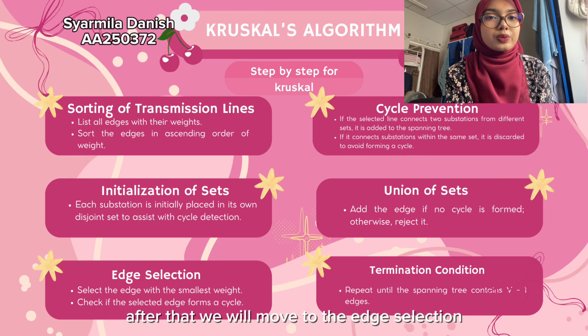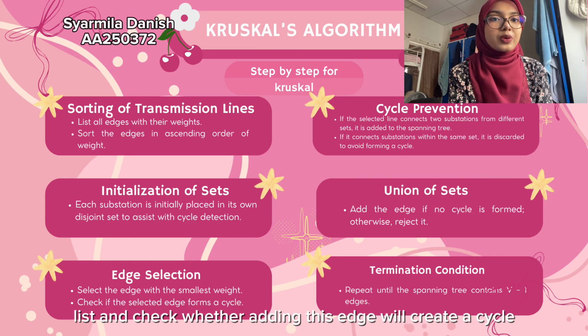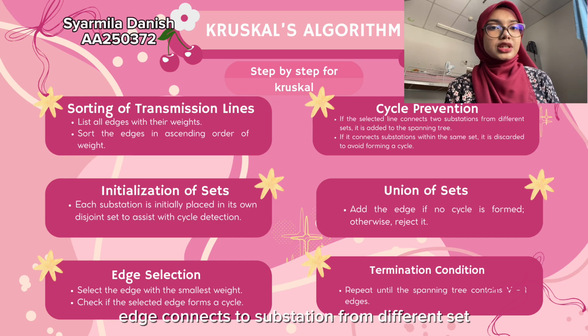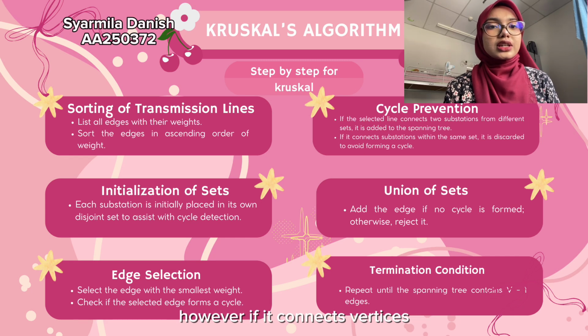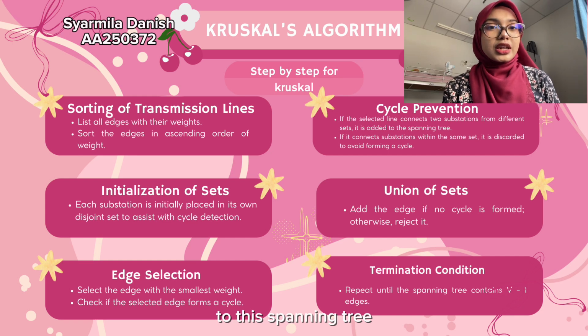After that, we will move to the edge selection. We choose the edge with the smallest weight from the sorted list and check whether adding this edge will create a cycle. This leads to cycle prevention. If the selected edge connects two substations from different sets, the edge will be accepted and added to the spanning tree. However, if it connects vertices within the same set, it will not be accepted into the spanning tree.